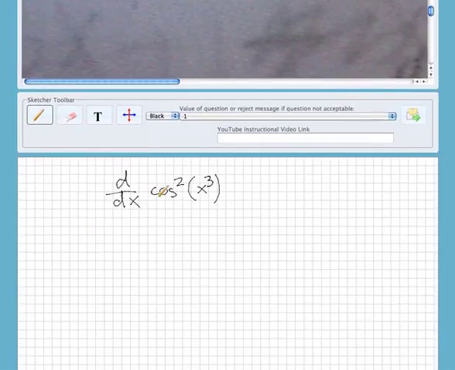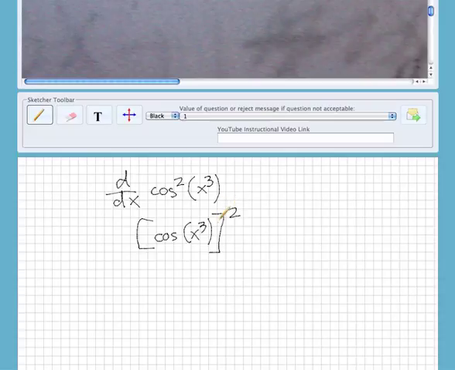Looks like we need to find the derivative of cosine squared of x cubed here. So the first thing I'm going to do is rewrite this. I'm going to say cosine of x cubed and then that whole thing squared. Okay, so we have a function within a function within a function. So there's three functions here.